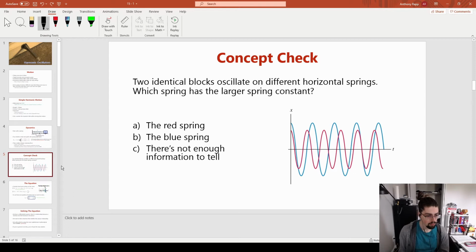Think about it for a minute. Try to compare it to some life experiences here, if you've got any playing around with springs. Okay, I'm seeing a few answers here.